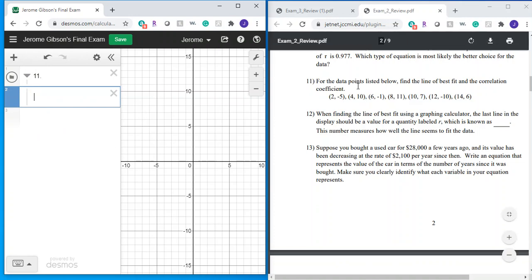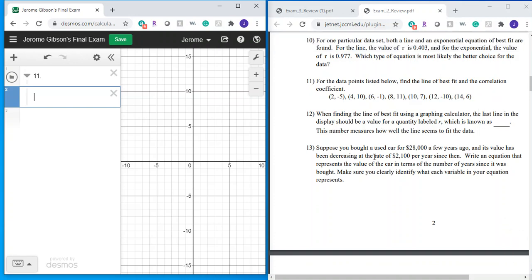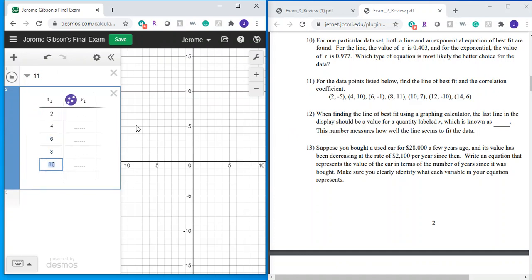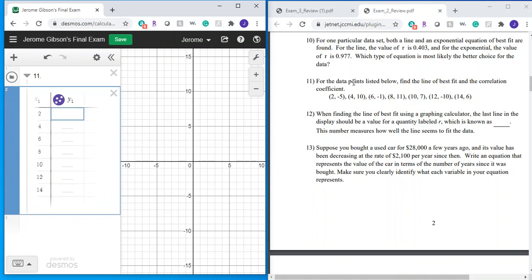Now, number 11 states, for the data points listed below, find the line of best fit and the correlation coefficient. We know the correlation coefficient is your R value. So what we're going to do here, we're going to create a table, and we're going to put all of these values in. You notice we're going by twos here, so we go all the way to 14 for the X values. Now we go to the Y values.